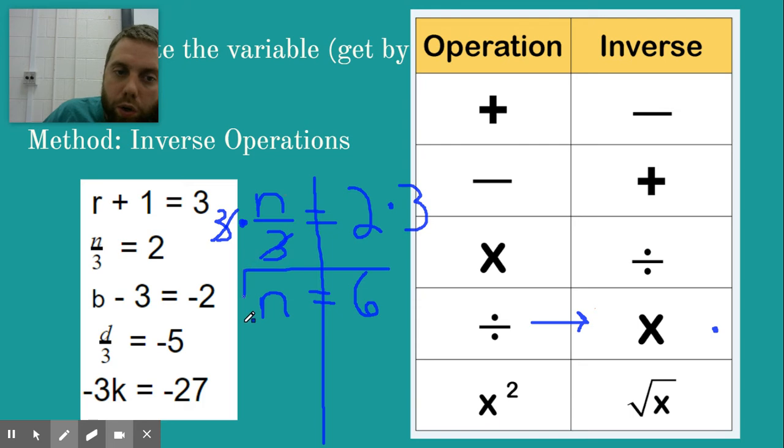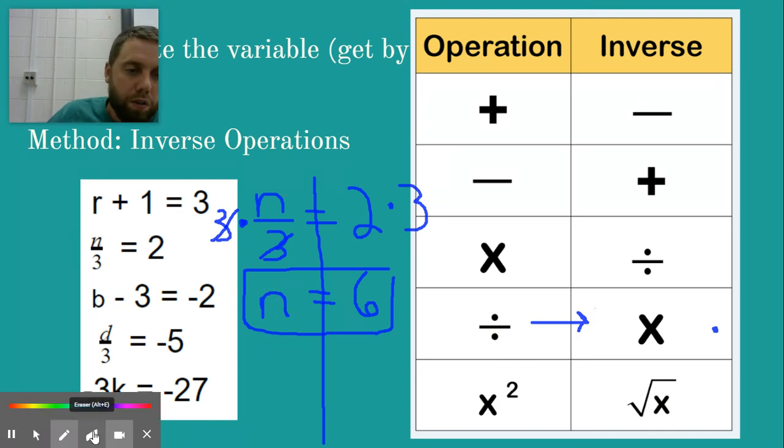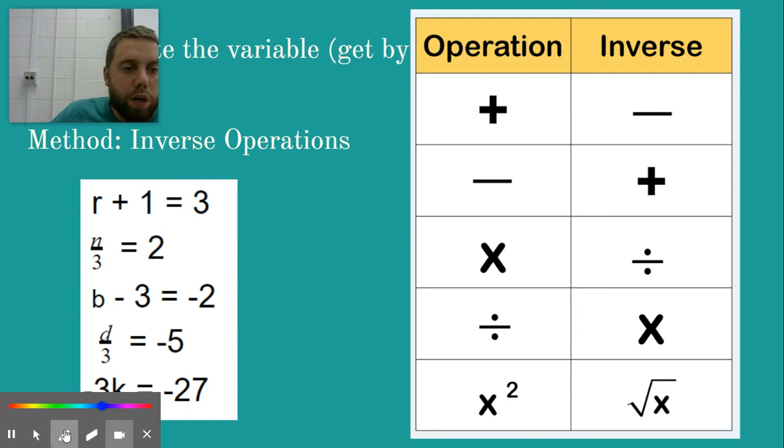And we have solved the equation. How do we know it's solved? Because the variable is isolated, or by itself. Okay? Great. Now, cool. There we go. That's the button I wanted. We'll try just one more with the last problem.